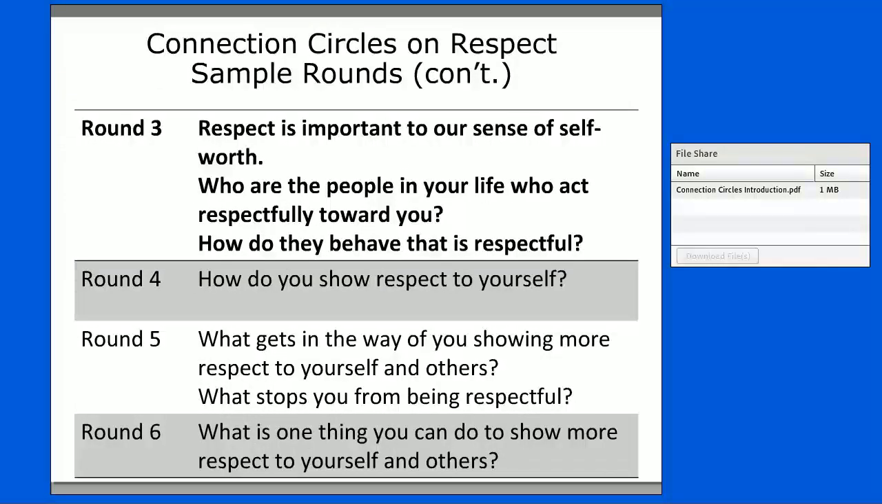Respect is important to our sense of self-worth. Who are the people in your life who act respectfully towards you? Who in your life acts respectfully towards you, and how do they behave that is respectful?